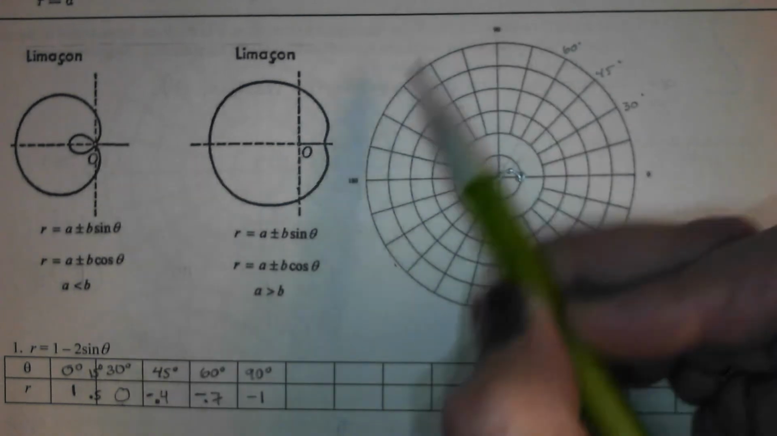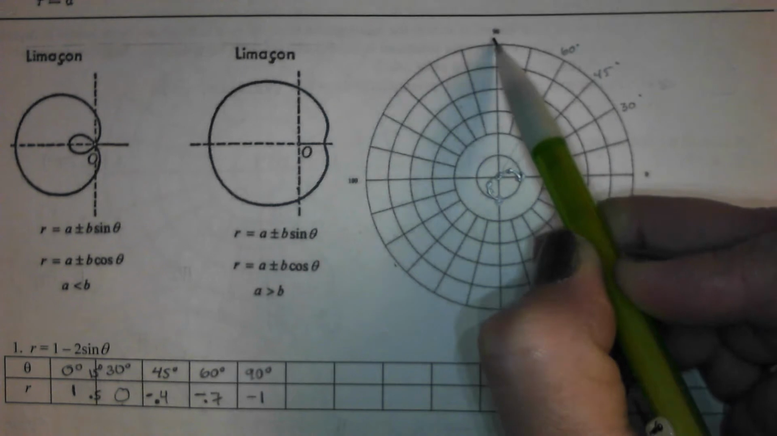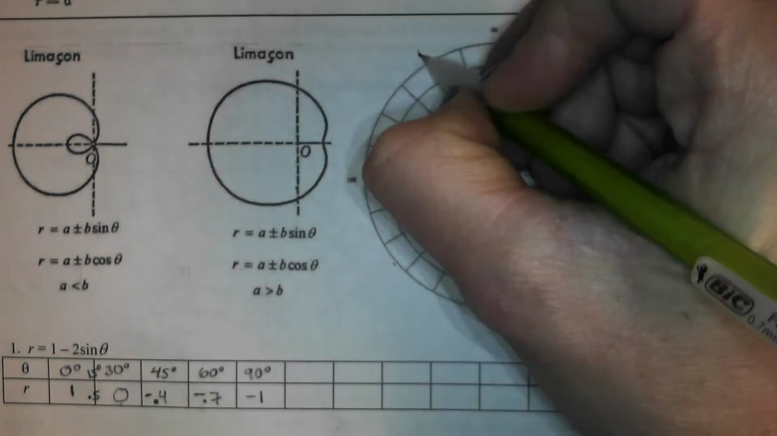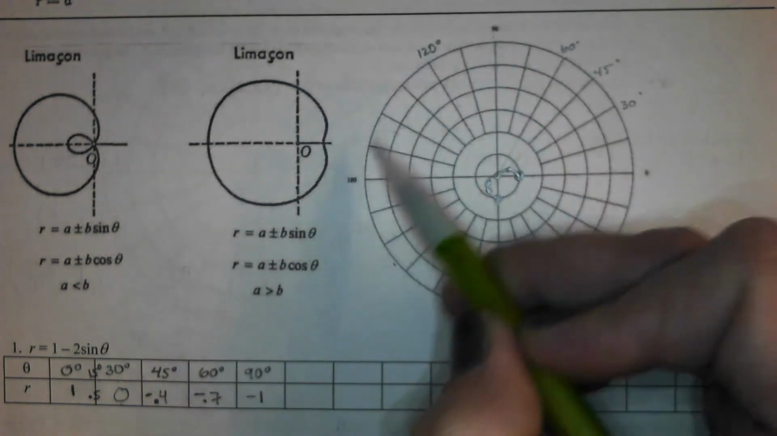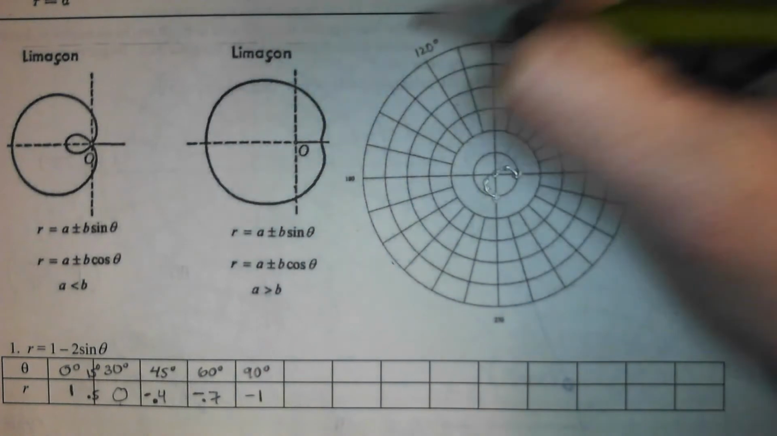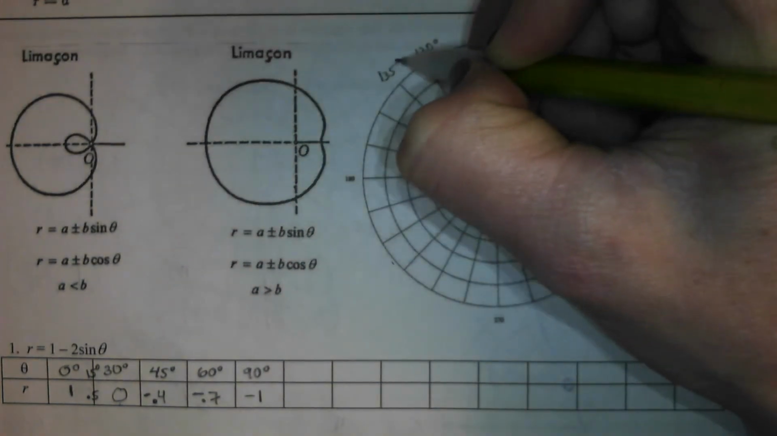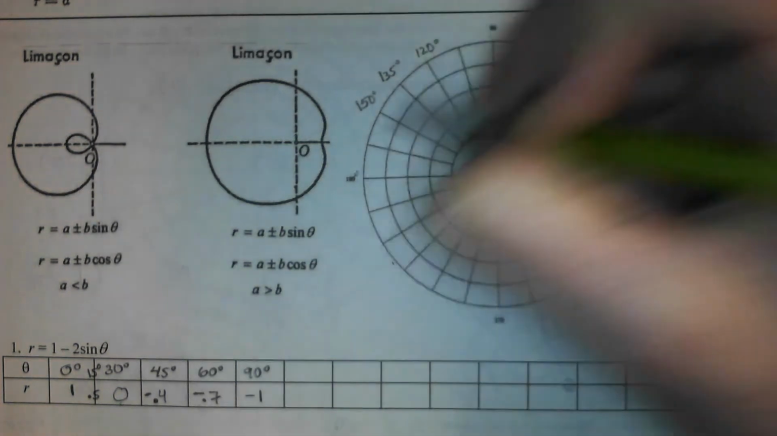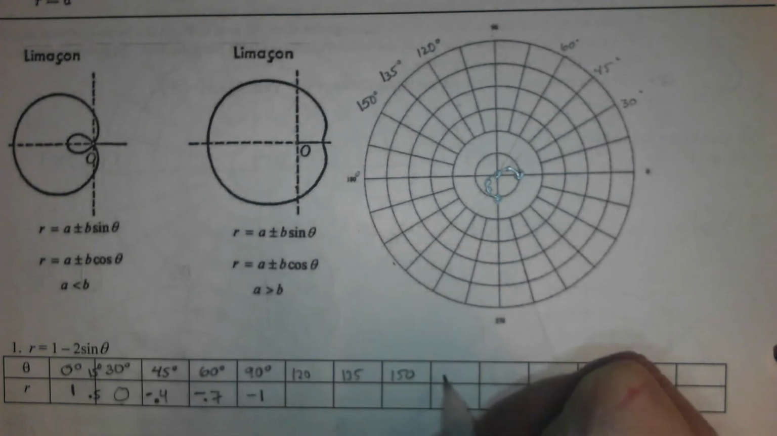All right. What's the next important angle? 0, 30, 45, 60, 90. Because it's a reference angle of 60, we're kind of on our way back down. The reference angle of 60 is 120, followed by 135, followed by 150, and then the 180. So we're going to plug those in: 120, 135, 150, 180.